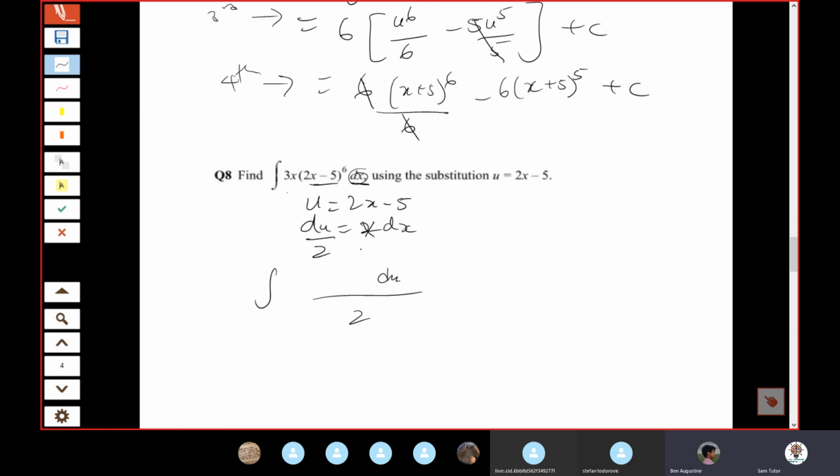2x minus 5 gets replaced for u to the power of 6. The constants go on the outside, and then you're just left with this x. And that's when we said you have to add the 5, divide by 2. You have to make x the subject and sub it into here.